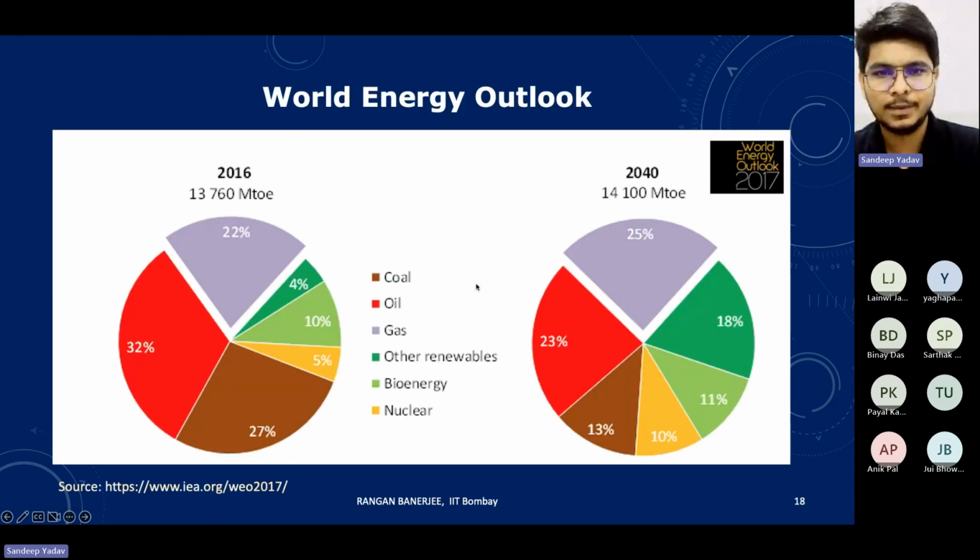Now, taking a part of that World Energy Outlook, that's 2016, and that's a projection for 2040. So if you see, gas will increase slightly, but the use of oil will be decreasing, and the other renewables and bioenergy and then nuclear will increase. That's the assumption made by the World Energy Outlook in 2017.